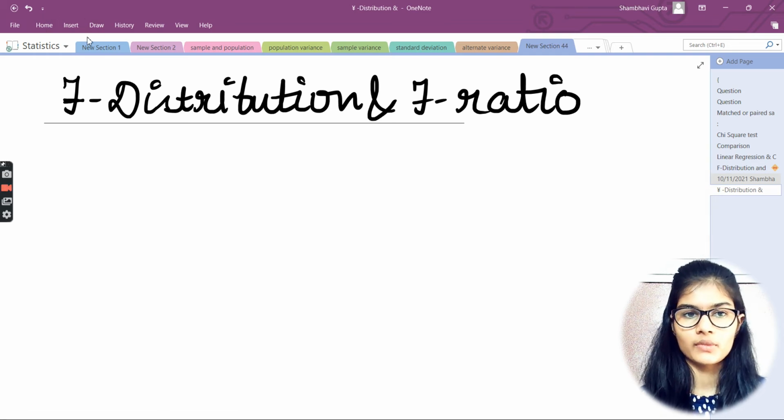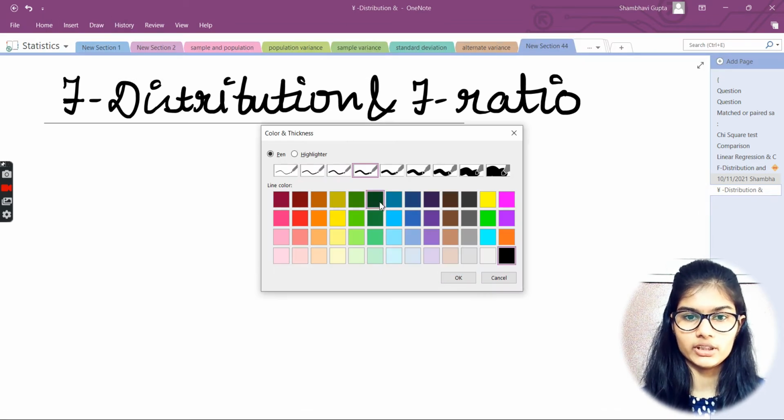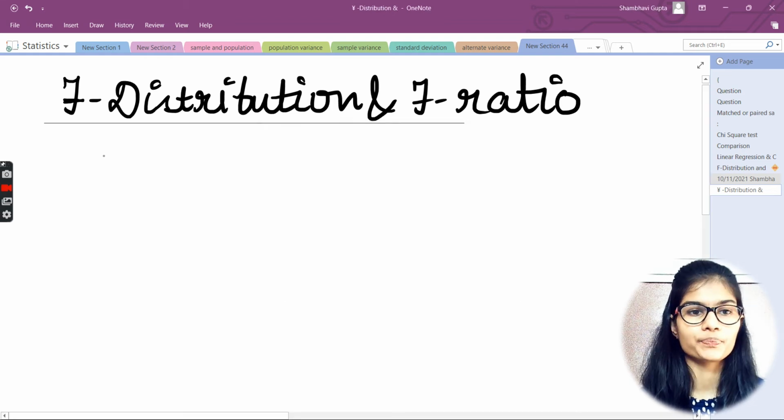Okay, so now let me quickly take out a new color so that we can proceed with writing out the things. Okay, let's start.